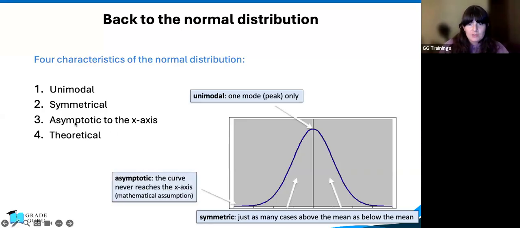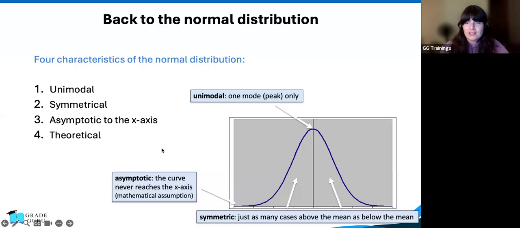Third, it's asymptotic to the x-axis. What that means is that if we follow this blue curve all the way, it's heading towards the x-axis. Even though in this image it starts to touch the x-axis, it's actually asymptotic, which means that this blue line can carry on until infinity and it will never touch the x-axis.